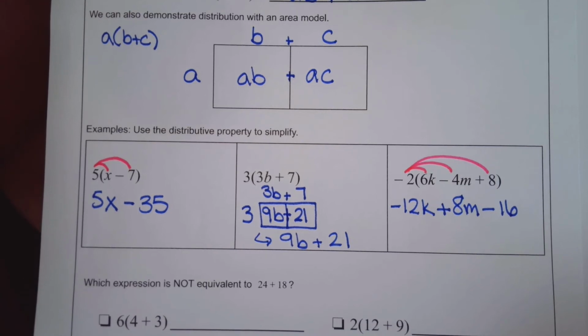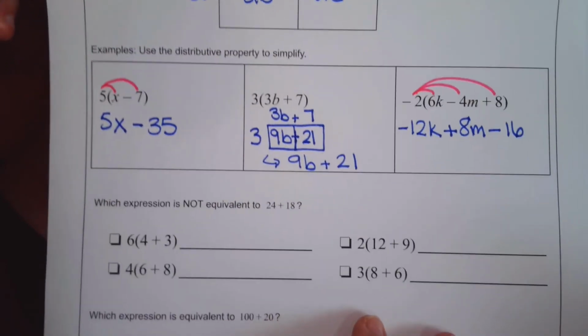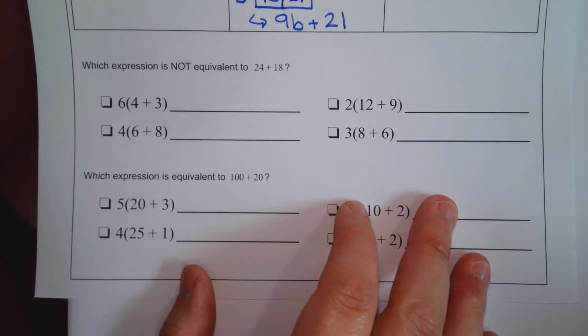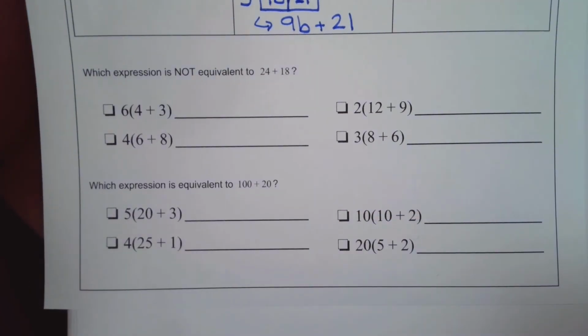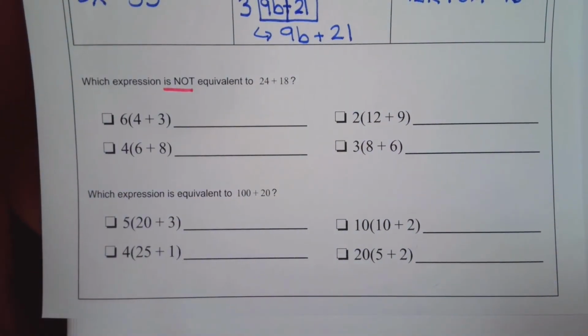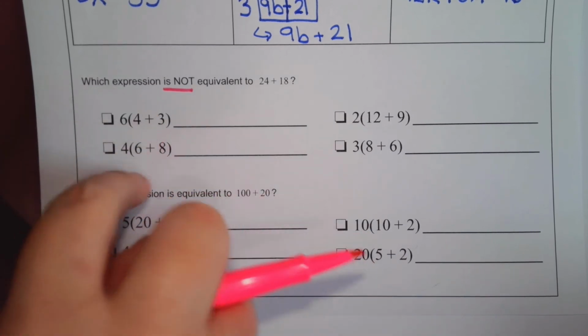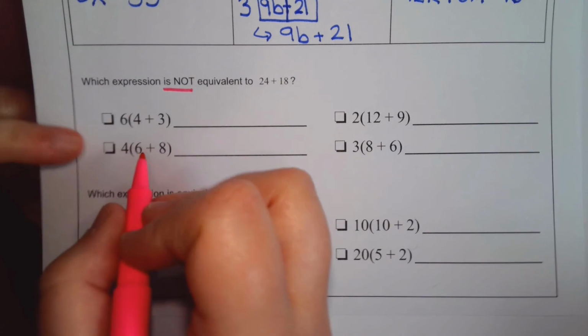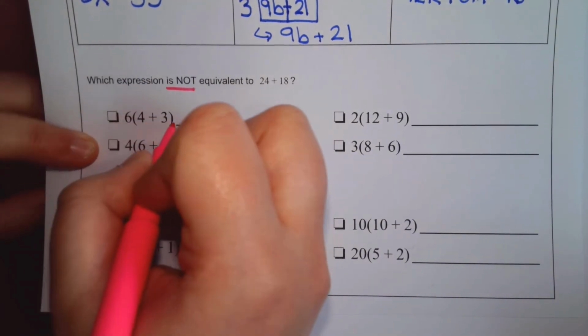All right, we're going to practice the distributive property a little bit more before we get to solving. So this next question, or actually 2 questions, is going to be multiple choice. With these ones, you need to be very careful to make sure you are reading the directions correctly. So this first one says, which expression is not equivalent to 24 plus 18? So we're going to go through and distribute each of these, and we want the one that is not 24 plus 18.